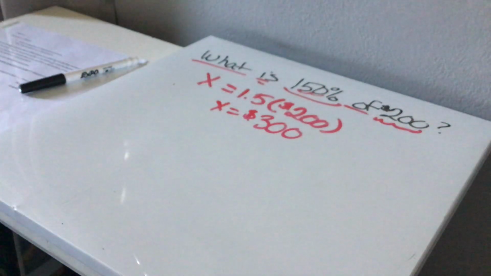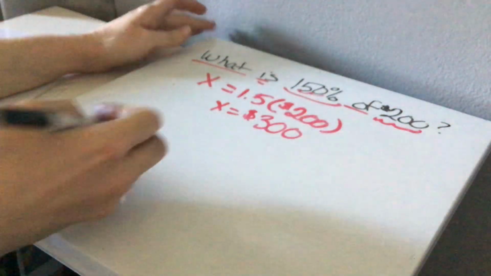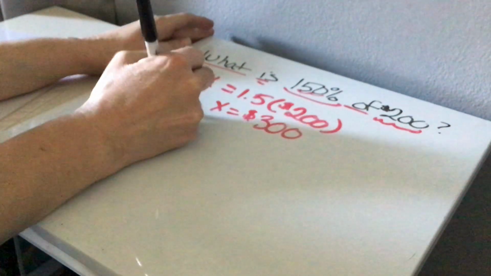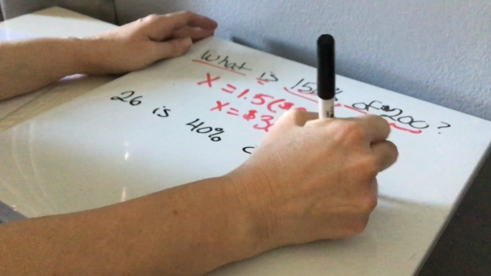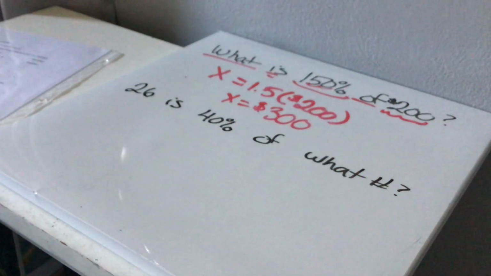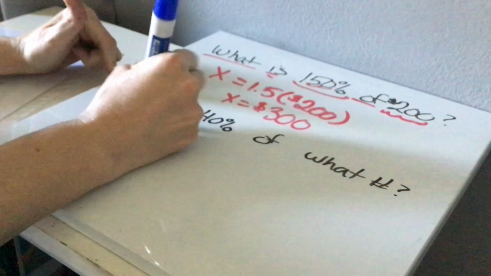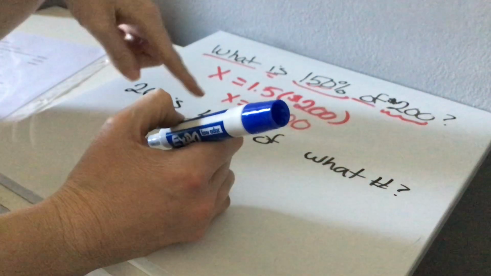The number being compared and the base have to have the same units. So we would say $300 is 150% of $200. Then 26 is 40% of what number? Just translate it directly. So 26 is a number. Is always means equal in math.